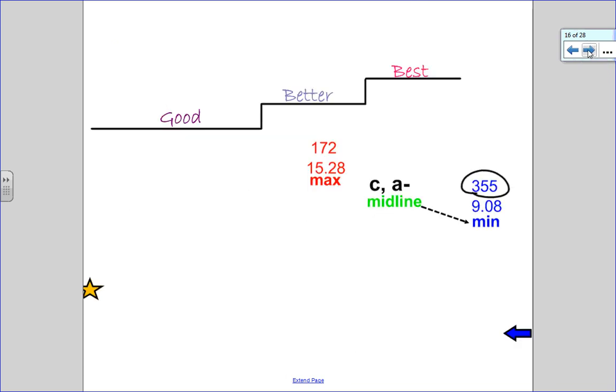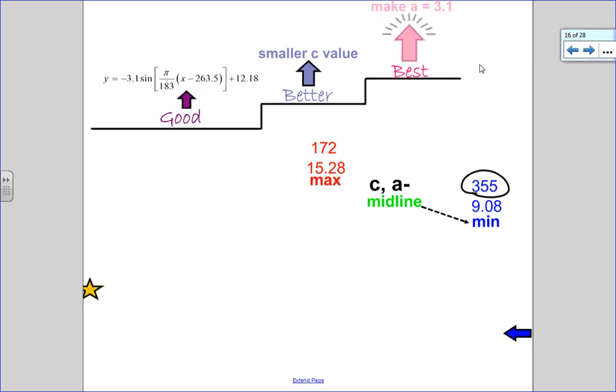So let's talk about good, better, and best. Good is the equation I just came up with. That's a good equation. But a better equation will have a smaller c value. And I'm convinced there is a better, smaller c value. That c value is going to be found with my best equation by making a positive 3.1.